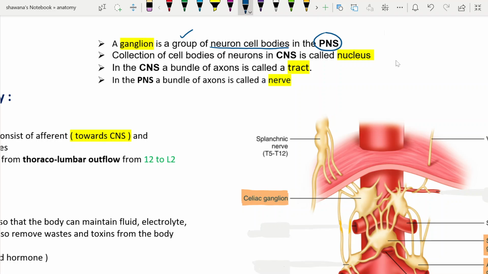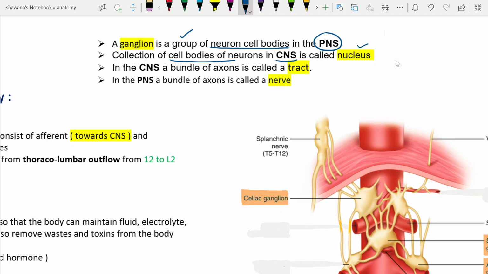But if there is a collection of cell bodies of neurons in the central nervous system, it is called a nucleus. We will not call it a ganglion. Like the nuclei of cranial nerves 6 and 7, vestibular nucleus, cuneatus nucleus. These nuclei are groups of cell bodies in the CNS.